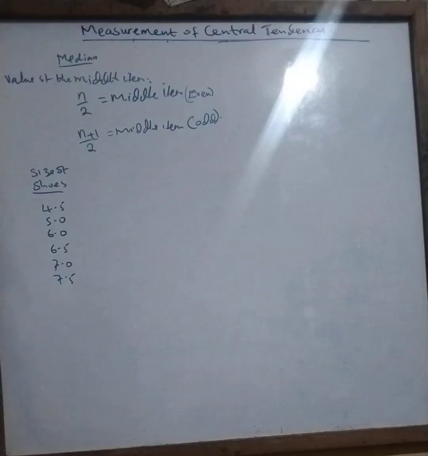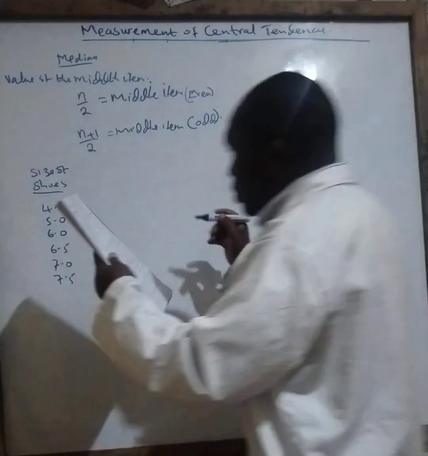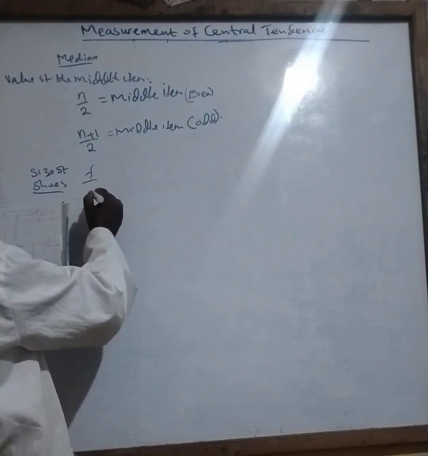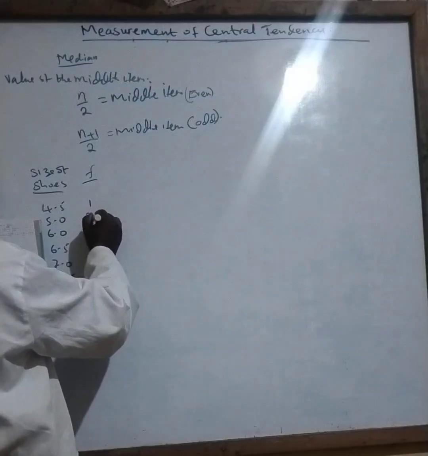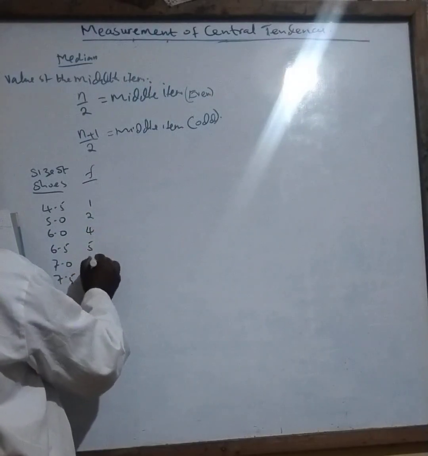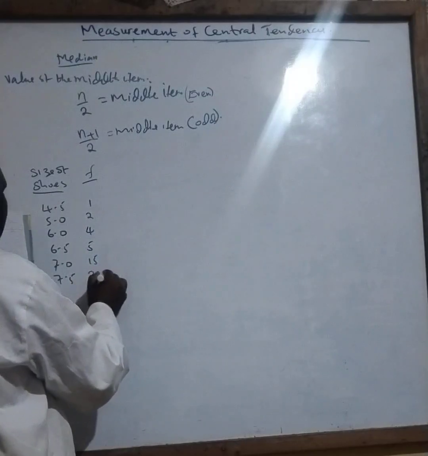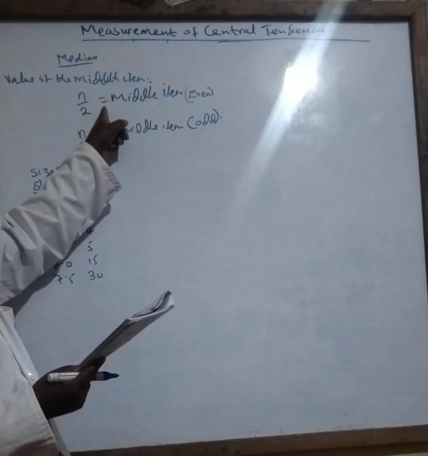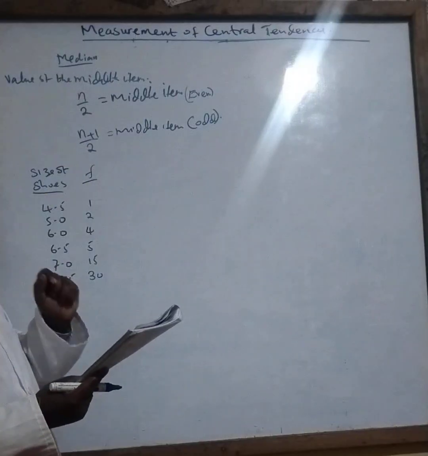From there, class, we have now the frequencies also. So let me see the frequencies. Frequency represented by F there. This is 1, 2, 4, 5, 15, and 30. So we have been told to find what? To find the middle item, the median.